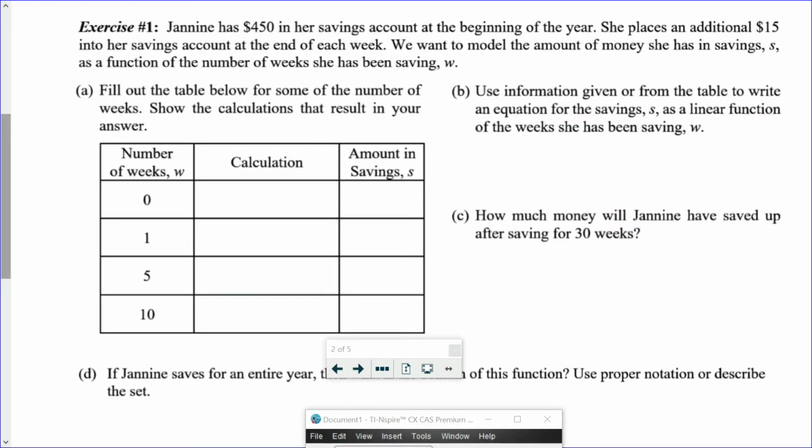Janine has $450 in her savings account at the beginning of the year. She places an additional $15 into her savings account at the end of each week. We want to model the amount of money that she has in savings, S, as a function of the number of weeks she has been saving, W. Letter A, fill out the table below for some of the number of weeks. Show calculations that result in your answer.